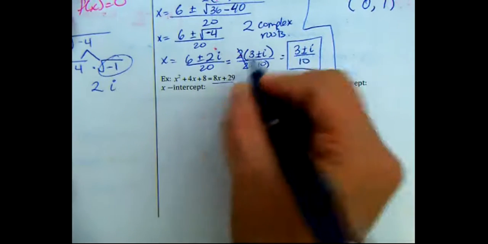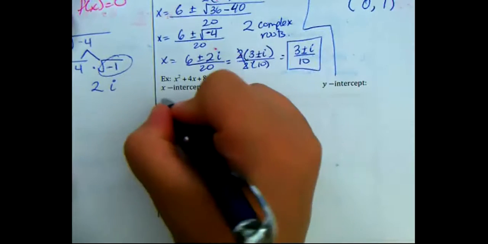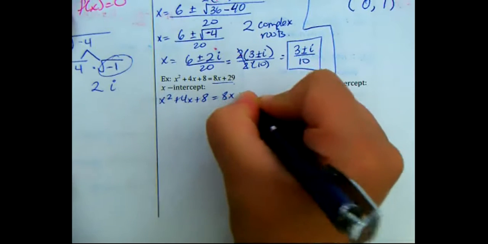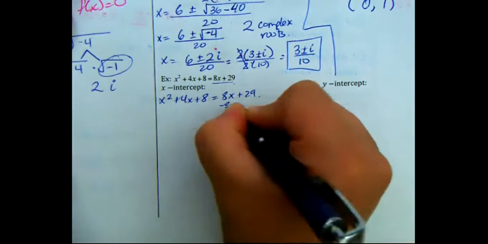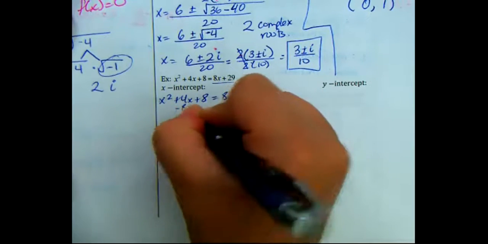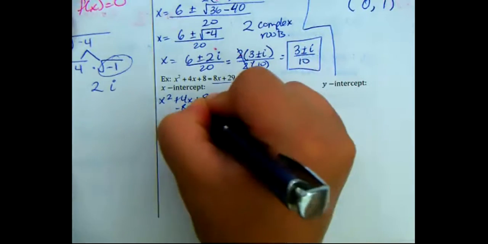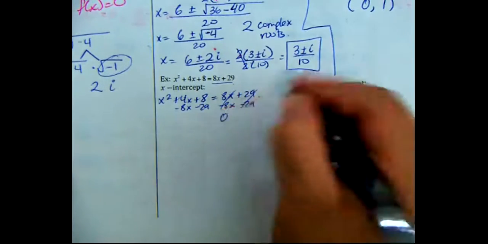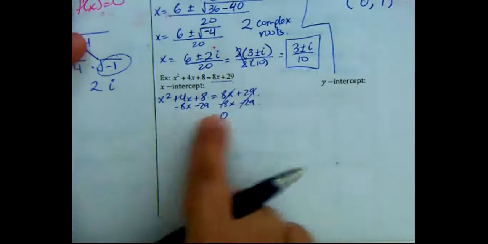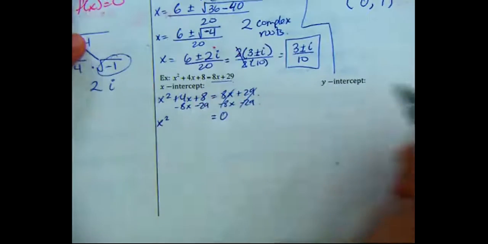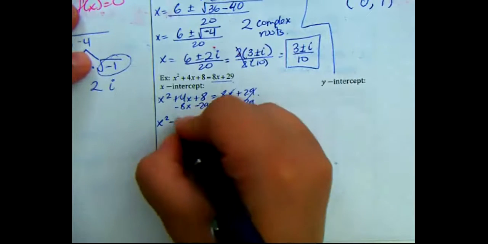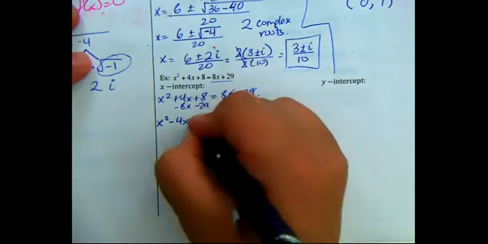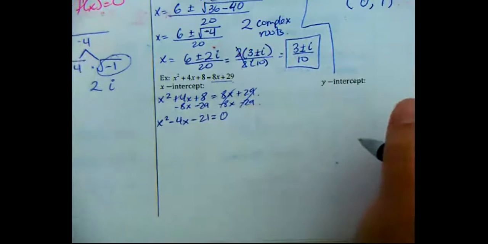So we'll have, I'm going to recopy that. So we're going to subtract over the 8x here, and we'll subtract over the 29 there. So these guys will now become 0. And over here, I'll have x squared. 4x minus 8x will give me that negative 4x. And then 8 minus 29 is going to give me negative 21 there.